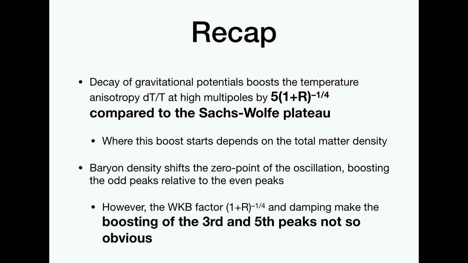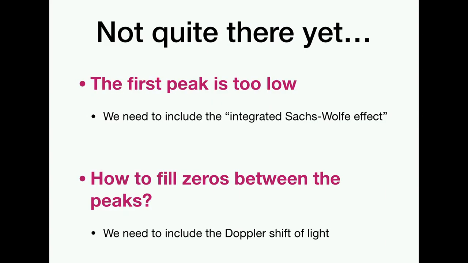Decay of gravitational potential will boost the power by a factor of phi times this factor, and then this effect depends on the total matter density. Then baryons will shift the zero point to make odd peaks taller, even peaks lower, except third and fifth peaks, because of this 1 plus R to the minus quarter power. But we're not quite there yet, okay? Many lectures stop here, but we're not quite there. The first peak is too low.